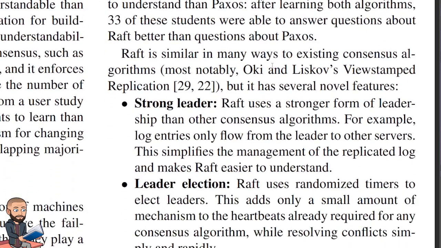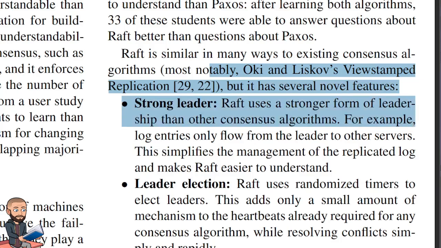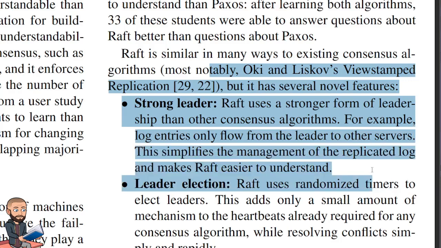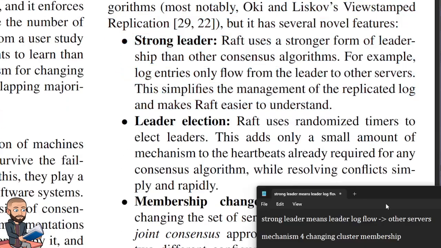So Raft is similar in many ways to existing consensus algorithms, most notably Oki and Liskov's viewstamped replication, but it has several novel features. The first one is strong leader. Raft uses a stronger form of leadership than other consensus algorithms. For example, log entries only flow from the leader to other servers. This simplifies the management of the replicated log and makes Raft easier to understand. Okay, so I took an easy to understand note. Strong leader means leader log flow goes to other servers.